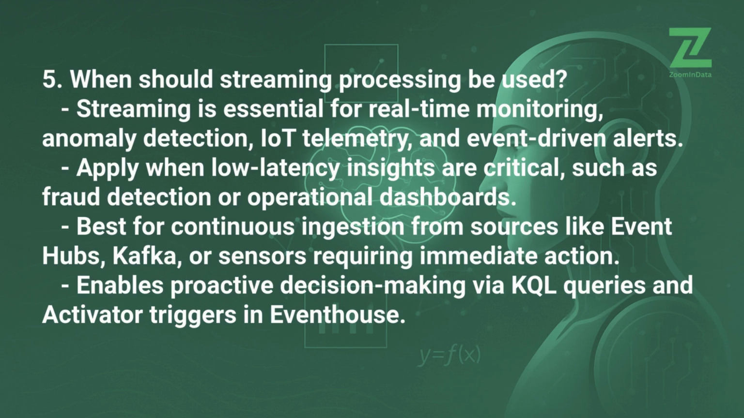5. When should streaming processing be used? Streaming is essential for real-time monitoring, anomaly detection, IoT telemetry, and event-driven alerts. Apply when low-latency insights are critical, such as fraud detection or operational dashboards. Best for continuous ingestion from sources like event hubs, Kafka, or sensors requiring immediate action. Enables proactive decision-making via KQL queries and activator triggers in Lakehouse.